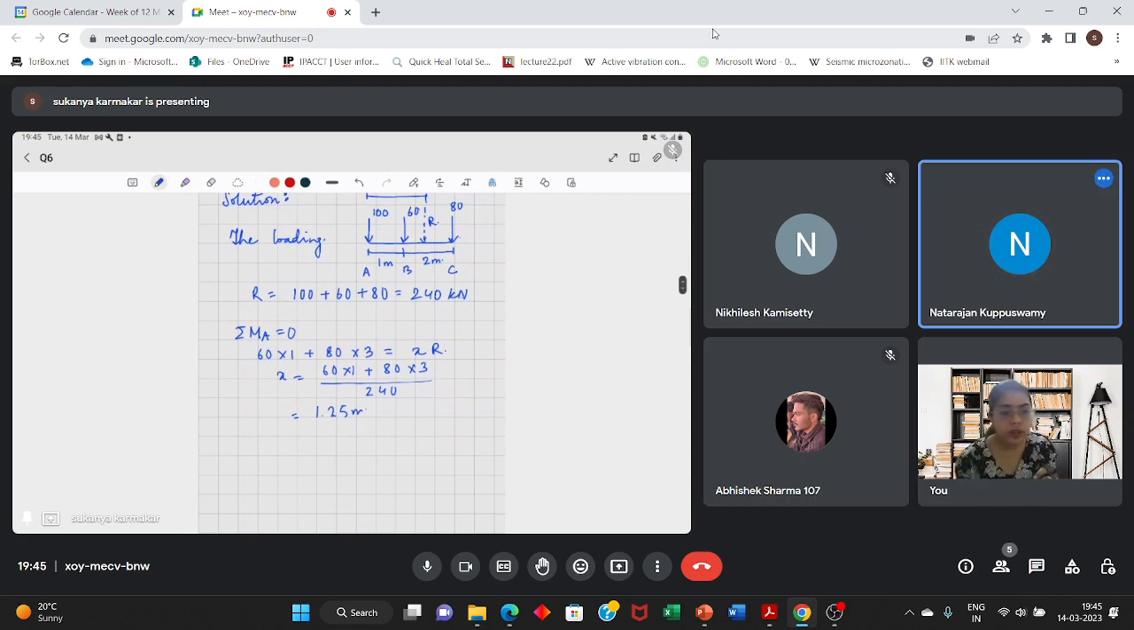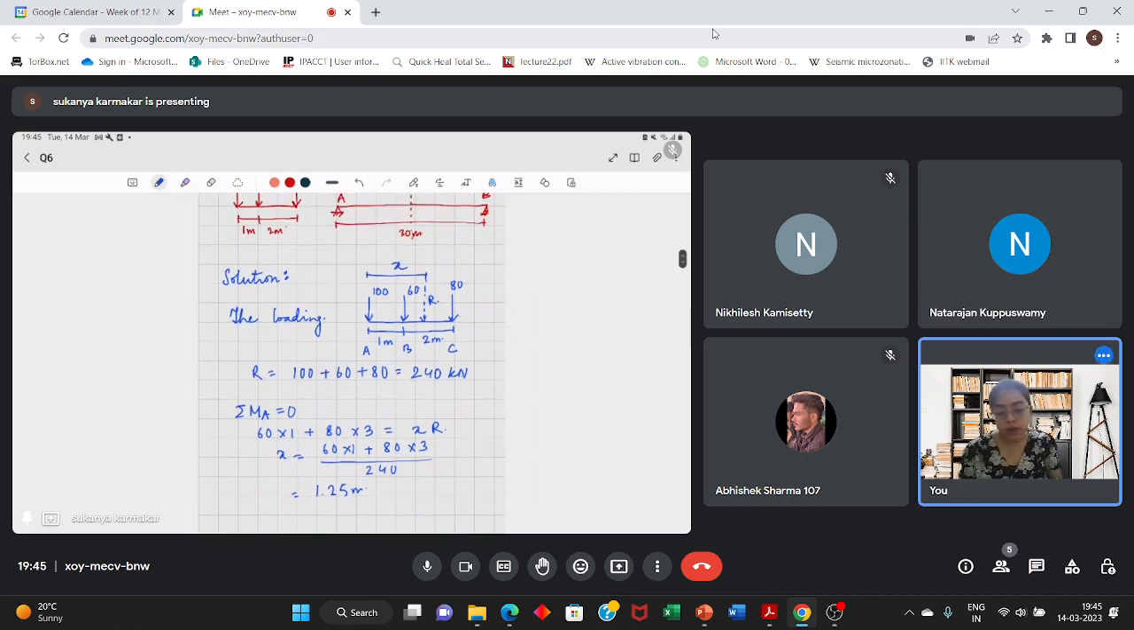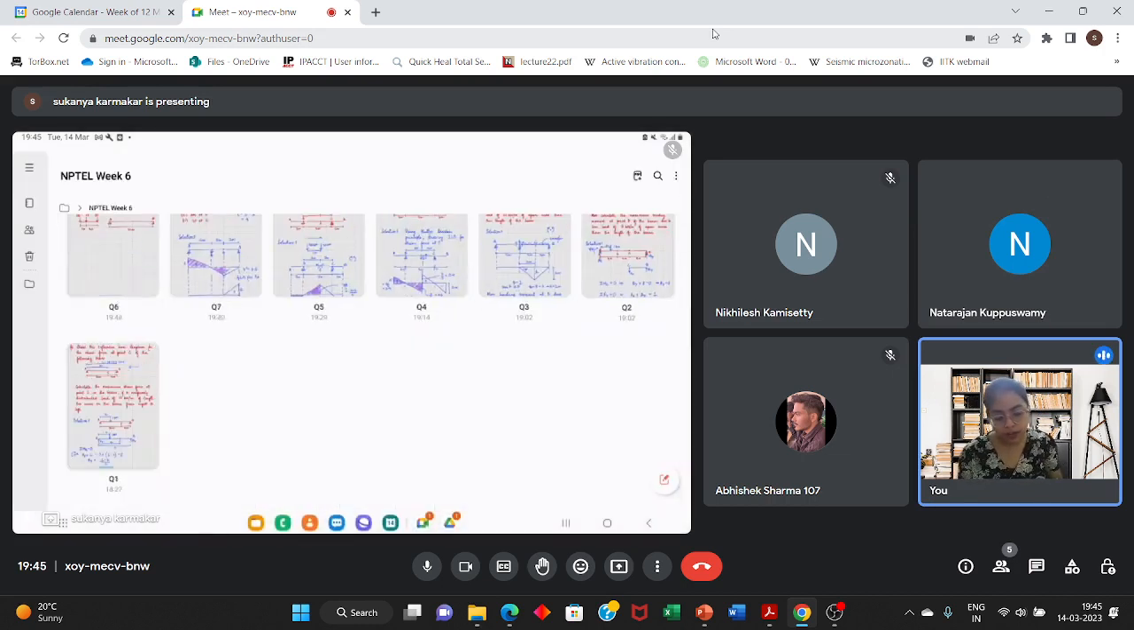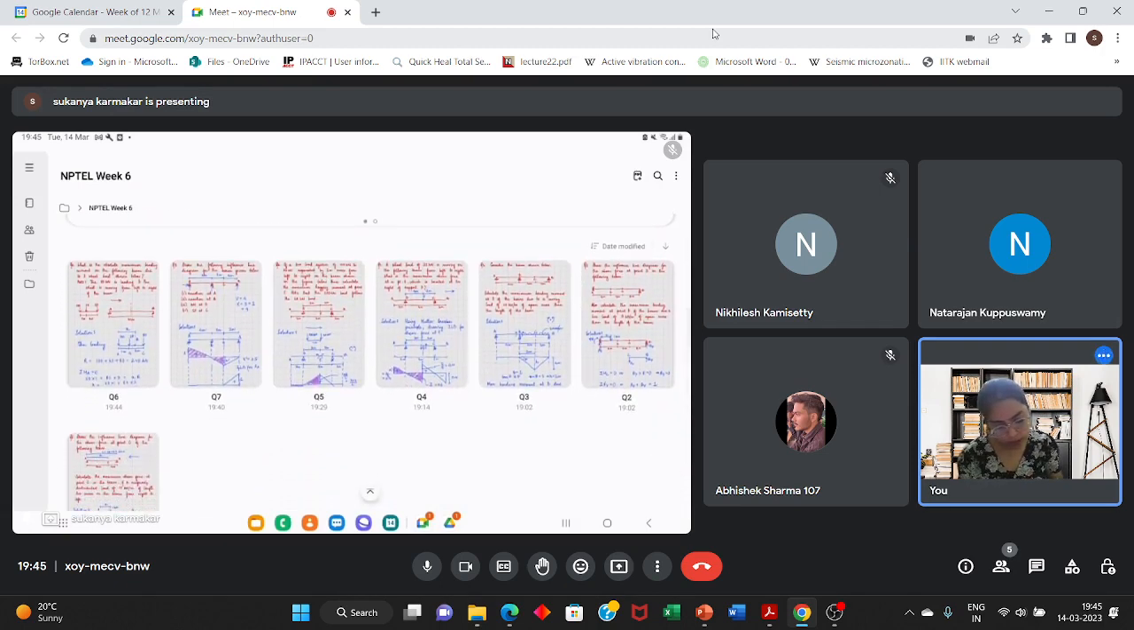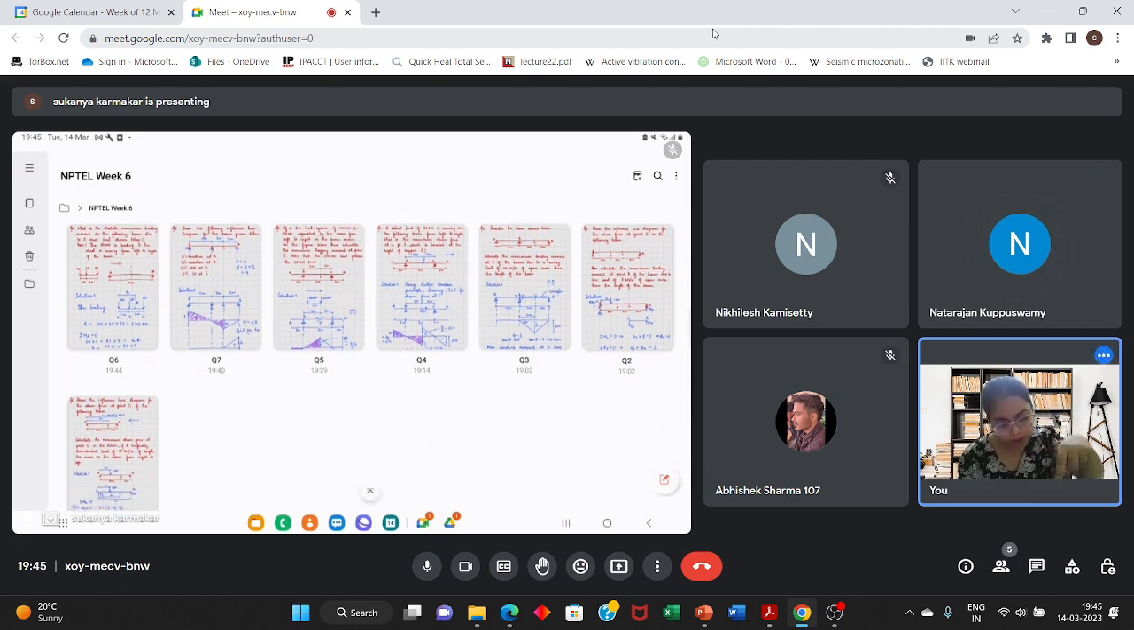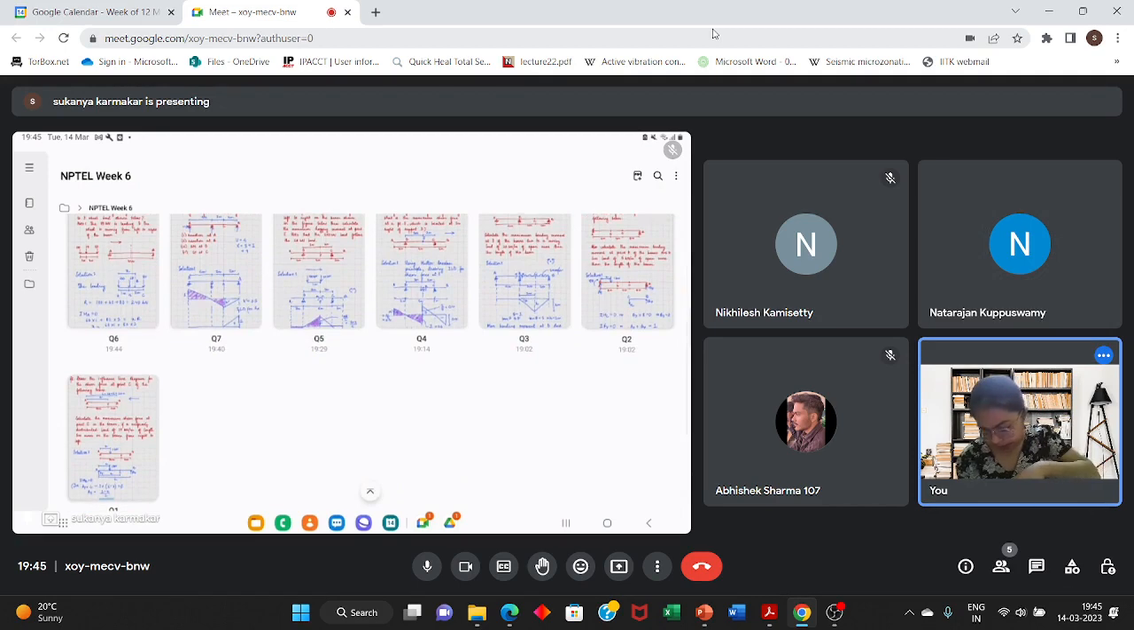One clarification, madam. When two loads are acting, there is no need to calculate the resultant? No, you could have. I'll refer back to that question. There, you are calculating the absolute maximum bending moment. But in that question, the position of the load was specified.